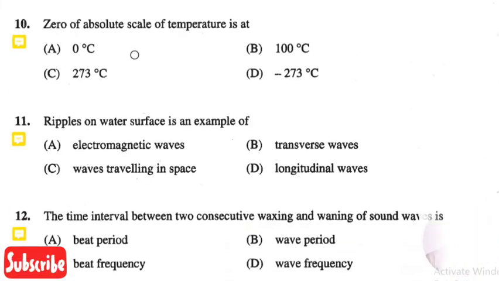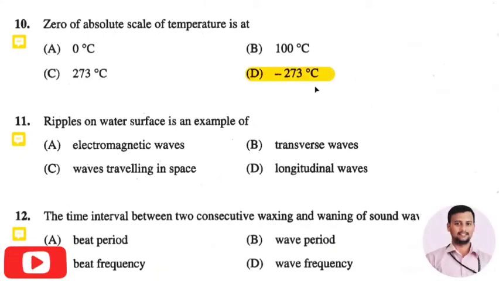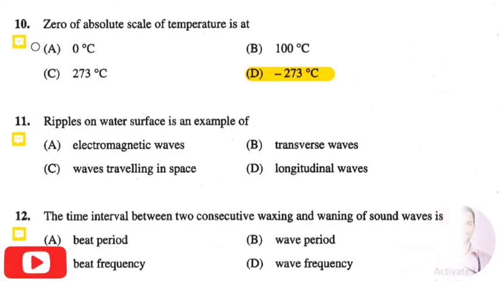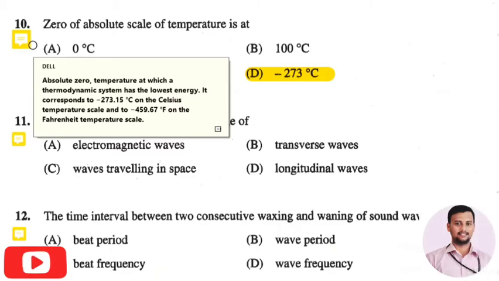The next question is, zero of absolute scale of temperature is at, the right answer is minus 273 degree Celsius. The absolute zero temperature is at which the thermodynamic system has the lowest energy. It corresponds to minus 273.15 degree Celsius. So in Fahrenheit scale, it is minus 459.67 Fahrenheit.